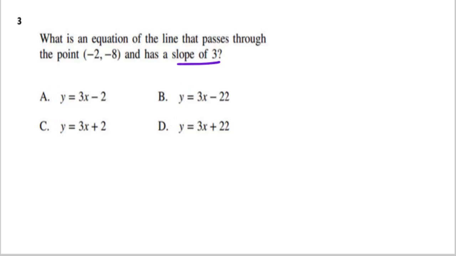I could also check, plug in -2 for x and -8 for y and see if they work out. I'm actually going to do this. I'm going to take my formula, because this is what would happen, right? If I knew the slope, which is 3, and I knew a point, and points are x's and y's.